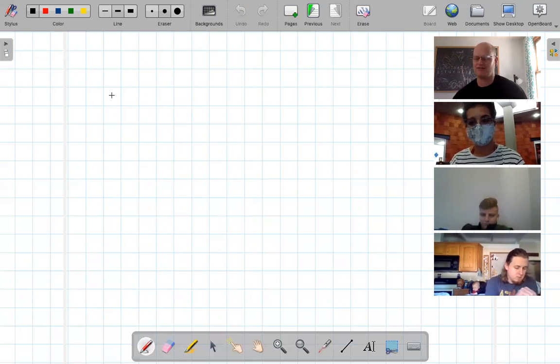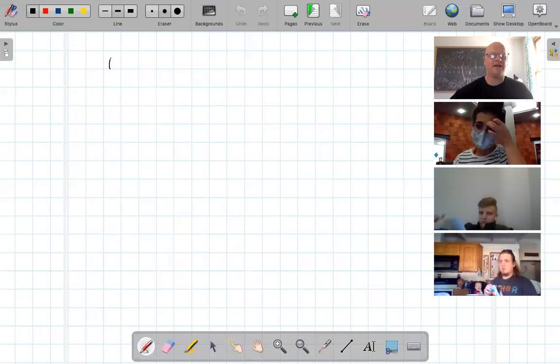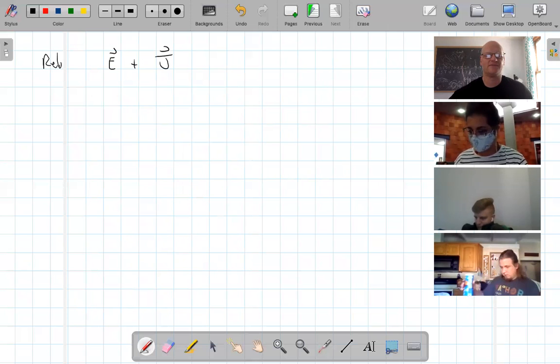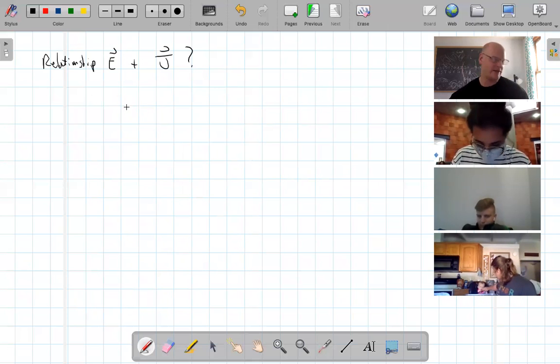That's right. Good. So the next thing we want to talk about is what's the relationship between the electric field and the current density? What's the relationship between these two?